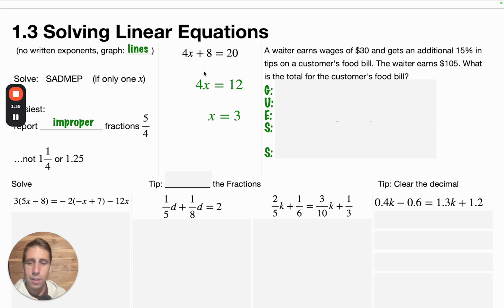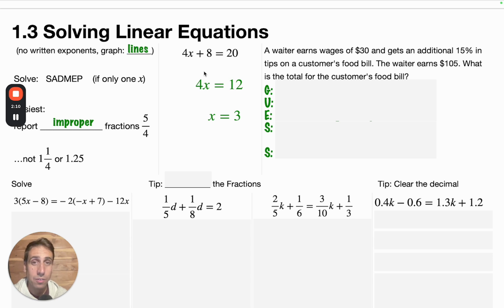Word problems. A waiter earns wages of $30 and gets an additional 15% in tips on a customer's food bill. The waiter earns $105. What is the total for the customer's food bill? So basically this waiter gets their money two different ways, through tips and through their actual salary, what their employer pays them. At the end of the day, they brought home $105. What was the total for the customer's food bill?